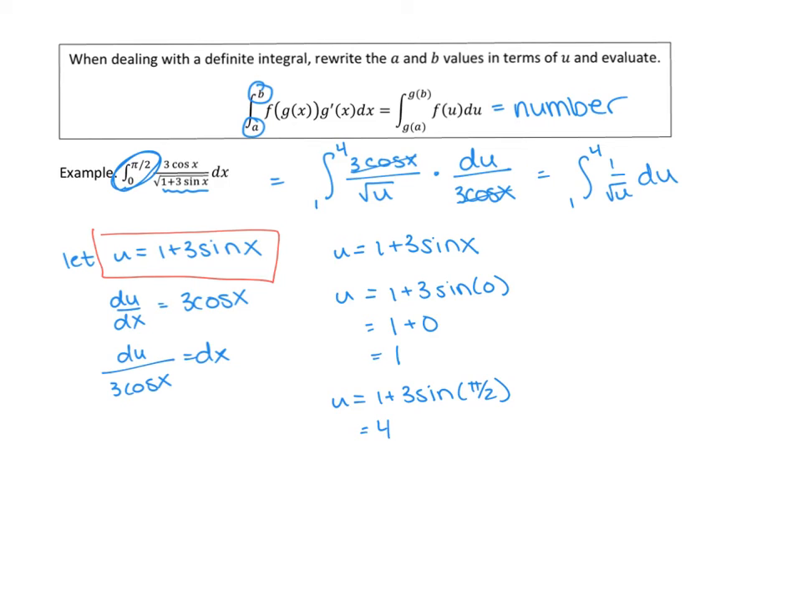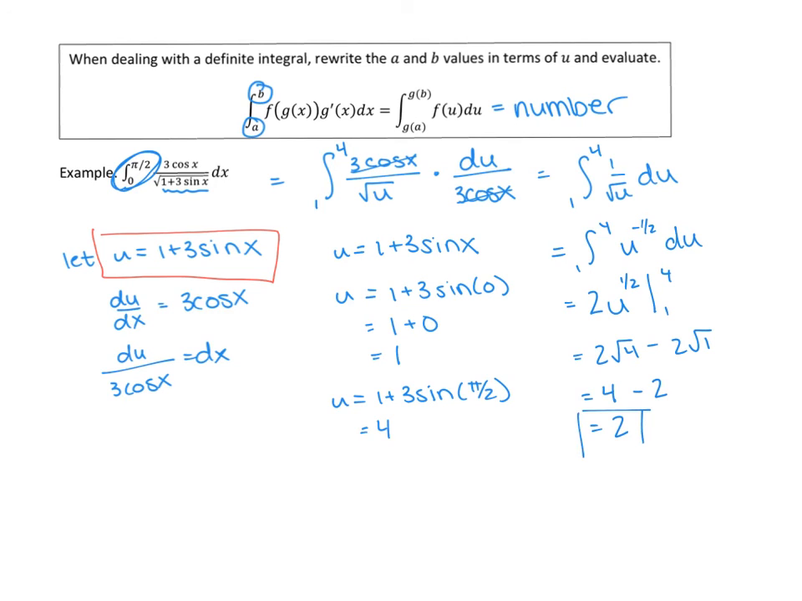So we have a problem. It's now entirely in terms of u. I need to take the antiderivative. So 1 over root u is u to the negative 1/2. So that becomes u to the positive 1/2, and it's going to be a 2 coefficient. We're evaluating from 1 to 4. So we plug in 4, 2 root 4 minus 2 root 1. Root 4 is 2, so 2 times 2. And we get our final answer is 2.